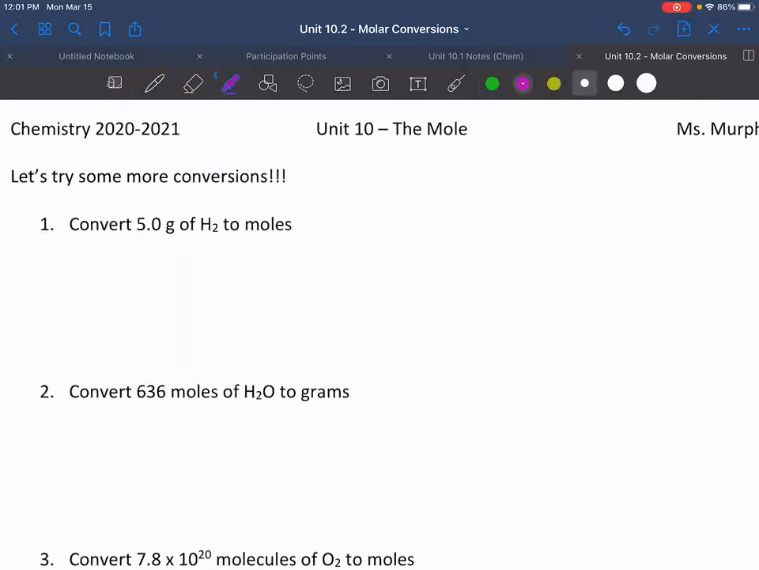So we're going to start off with this first one here. It's asking us to convert between grams of H2 to moles. So luckily, one of our units is moles. That means it's going to be a one-step problem. Now, I'll give you a hint. Anytime you see units of grams, that means we need to find the molar mass.